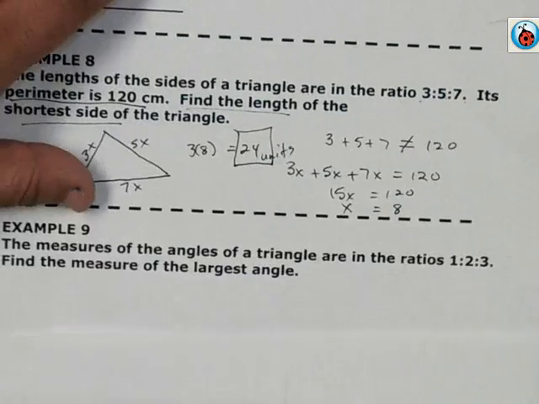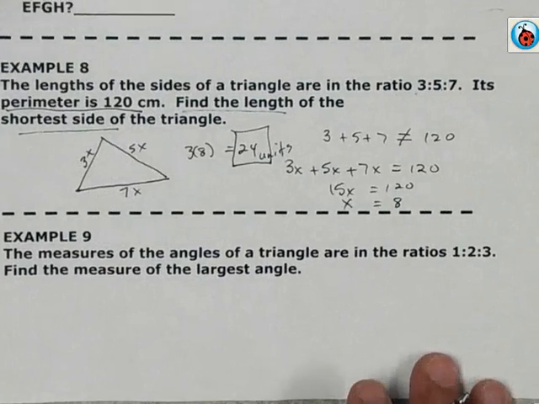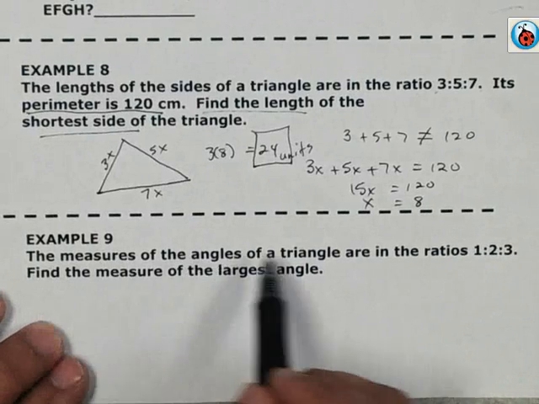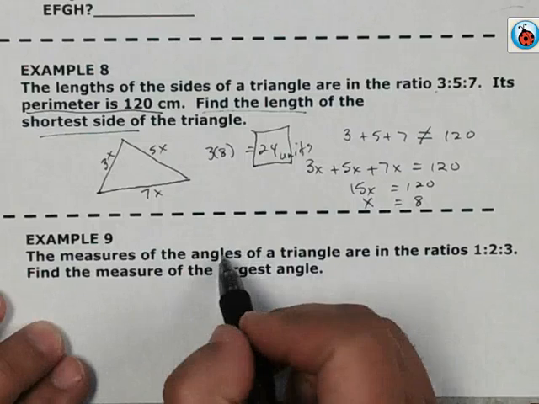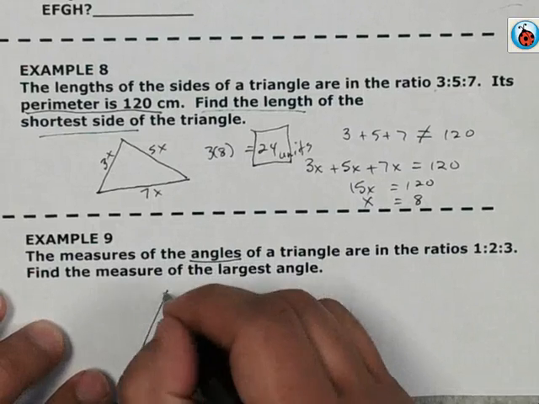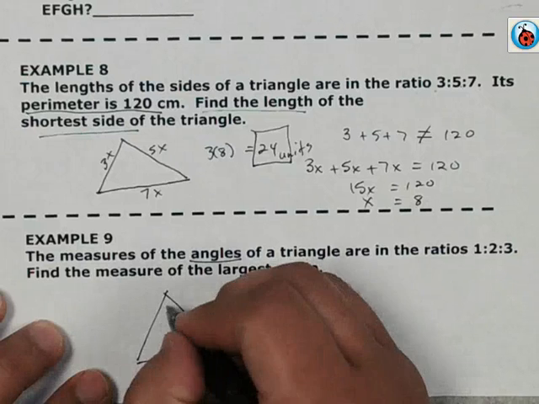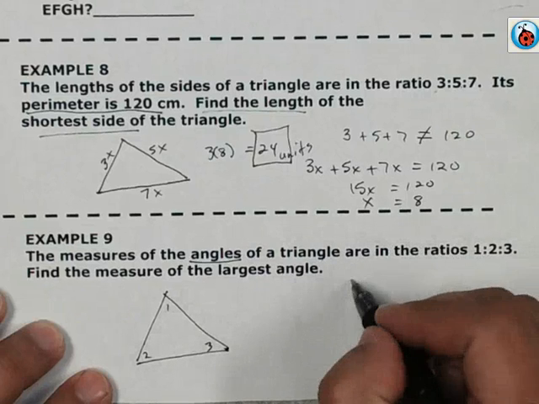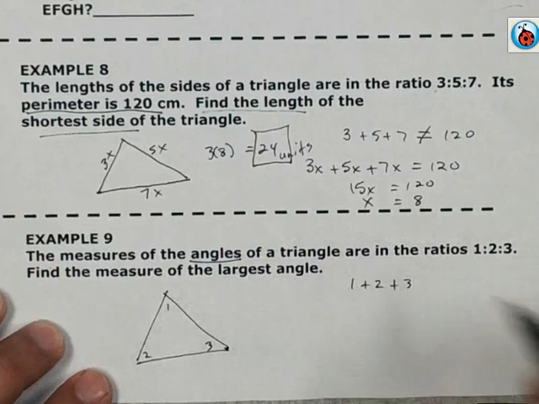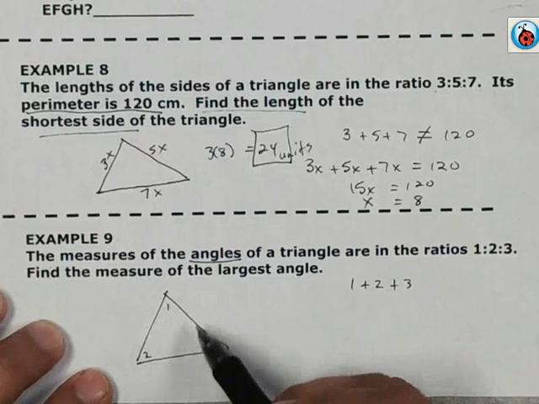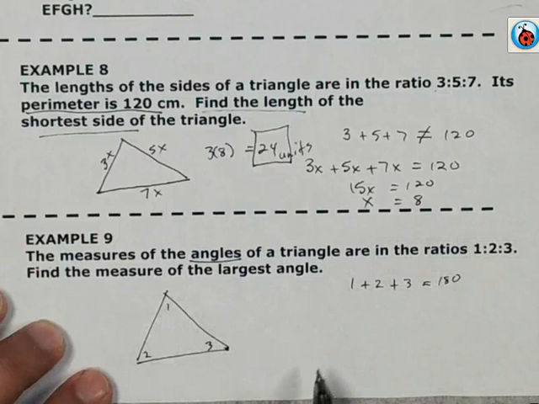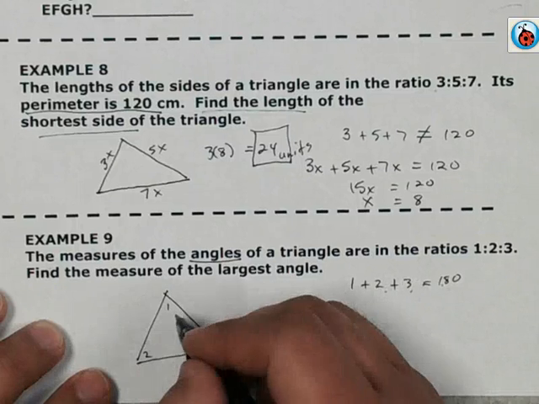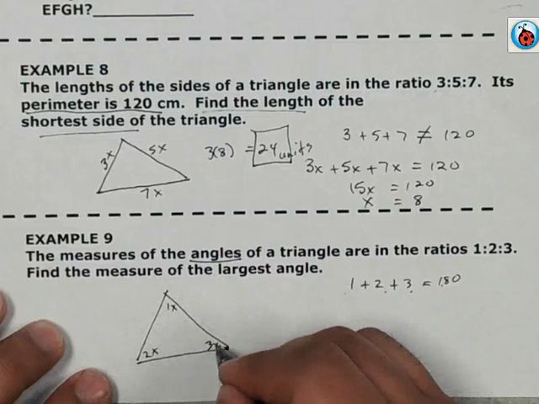Okay, and then let's try another one just to give you a different example of the same thing. Same idea. The measures of the angles of a triangle are in the ratio 1, 2, and 3. So since we're talking about angles this time, again, I'm going to draw my triangle. I'm going to do 1, 2, and 3. Obviously, again, like before, 1 plus 2 plus 3 has to add up to some number. Since they're angles, they have to add up to 180. But again, the sum of 1, 2, and 3 is not going to be 180.